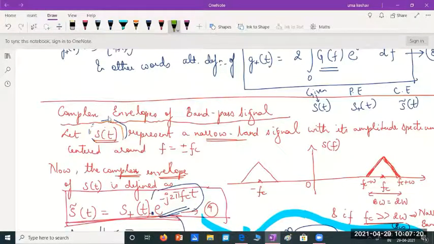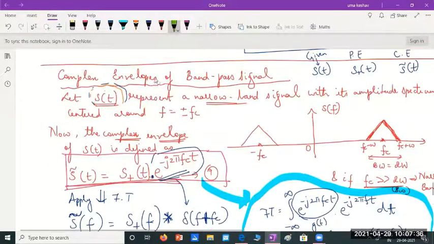Next, we moved on, and I told you the pre-envelope is usually used to define a band pass signal, whereas the complex envelope is used to represent a low pass signal. So we will try to relate this complex envelope: first define what it is, relate it to the pre-envelope of the signal, and then see how to represent it. The given signal here is taken as S of t.